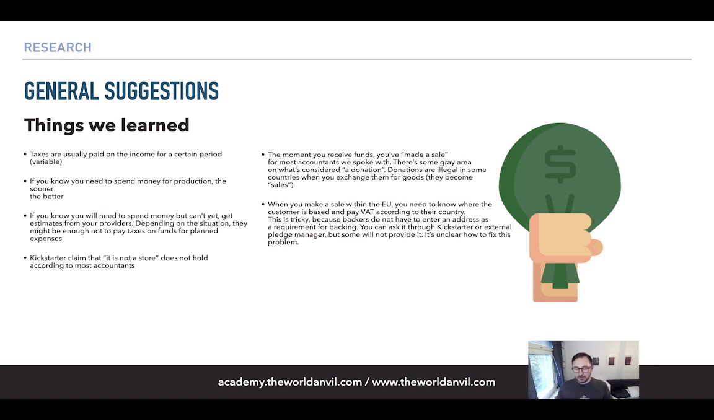So what happens in practice is that you might have a delay between when you get the funds and you are liable to pay taxes on that stuff, including VAT, and the moment where you can confirm what you are actually paying VAT on. I'll give you an example.